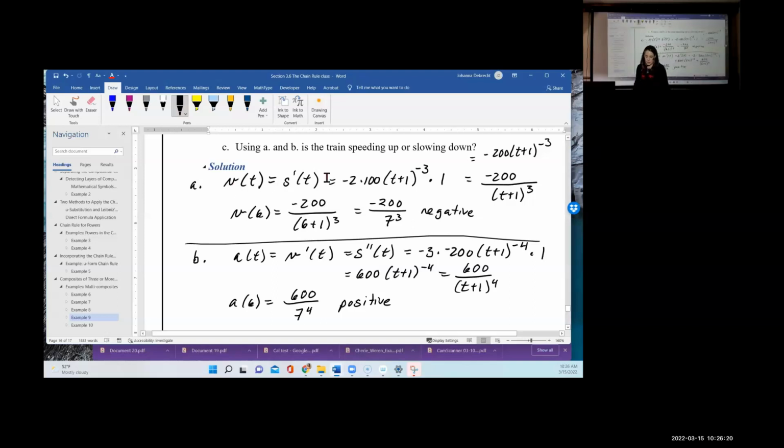So in this case, we can decide that because the velocity is negative and the acceleration is positive, it is definitely slowing down.